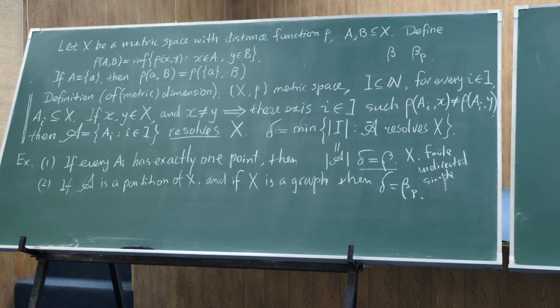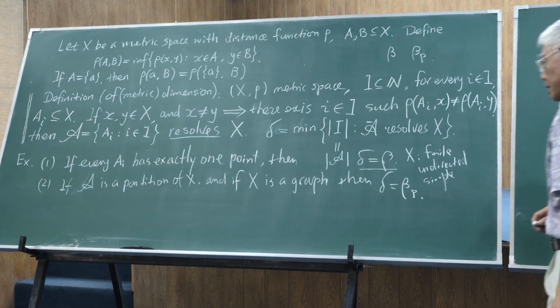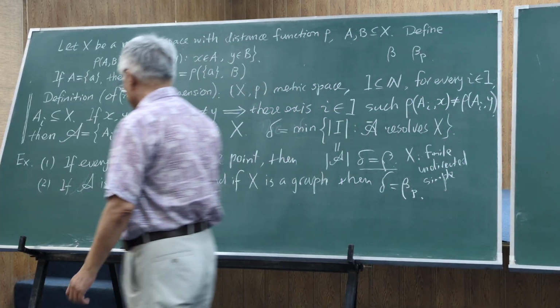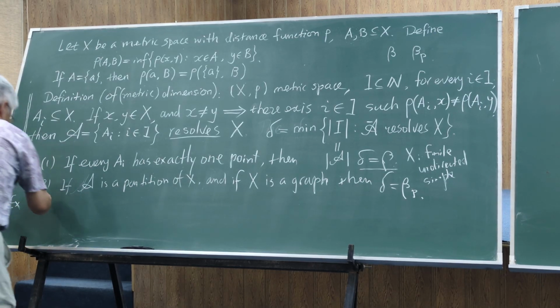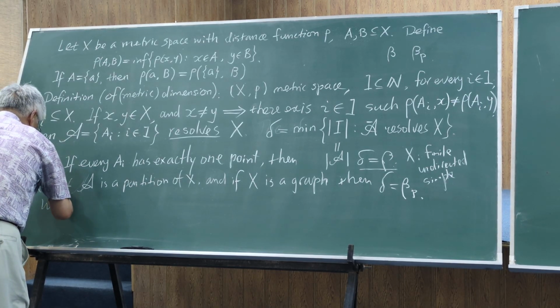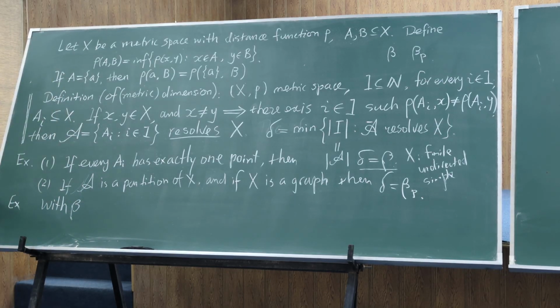So this is the last bit. And what is known about beta for general metrics? I'll just use this part. Example 2, with just beta, which is the metric dimension of a metric space, not just graphs. The metric dimension means that these sets are all single points.